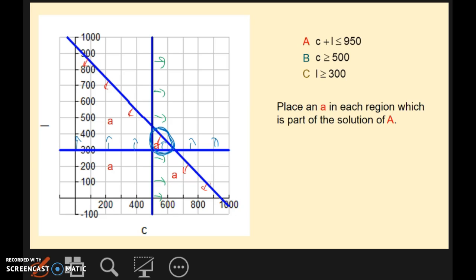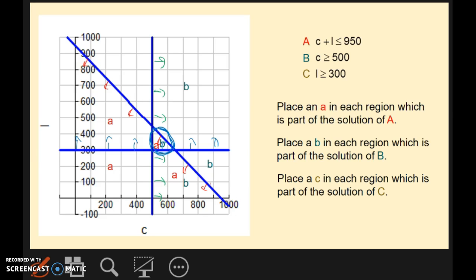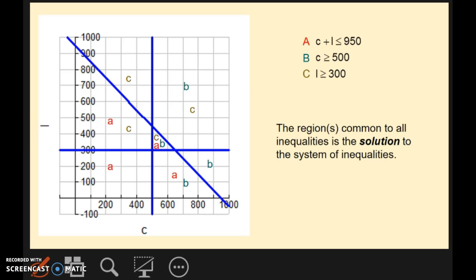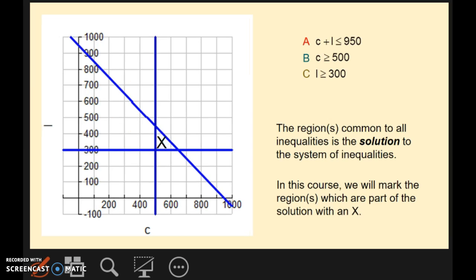So if we put an A in all the regions that work for the red one, good, got it. And a B for all the other ones here, got it. And a C for all the other ones. Anywhere we see A, B, and C in that same region, that would be our solution set. Now in this class, we're going to put an X there, because otherwise we have all these different colors and all this different stuff going on. It's much easier if we just have one indication of what our solution set is.